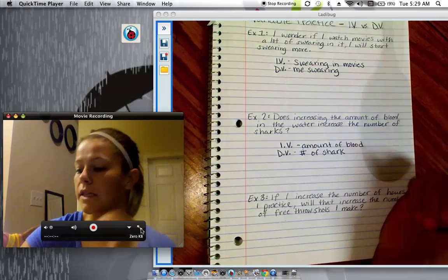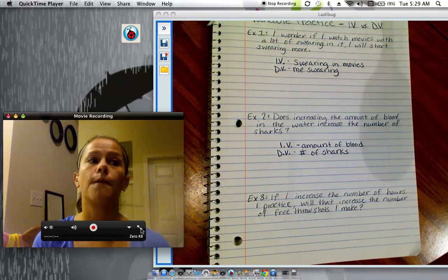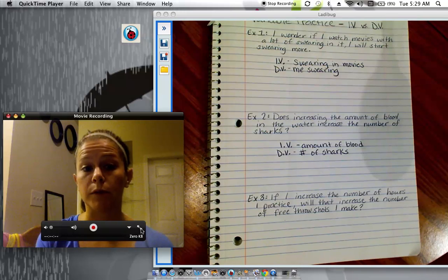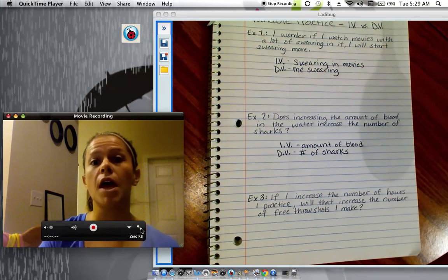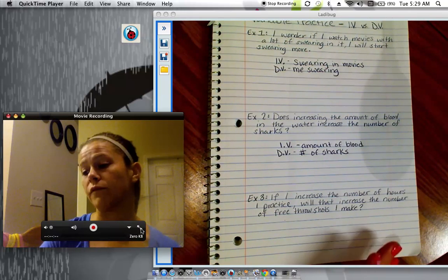So the dependent variable is typically what's measured, okay, at the end of an experiment or during an experiment. So the independent variable is what we manipulate. Dependent variable is what we actually measure. We see that dependent variable change in result to the independent variable.